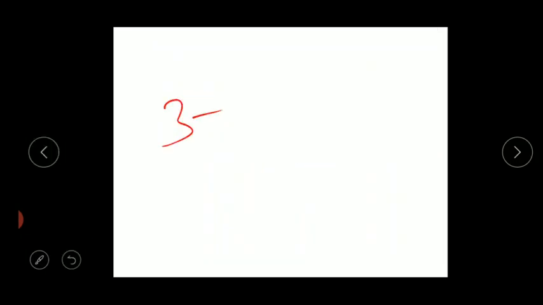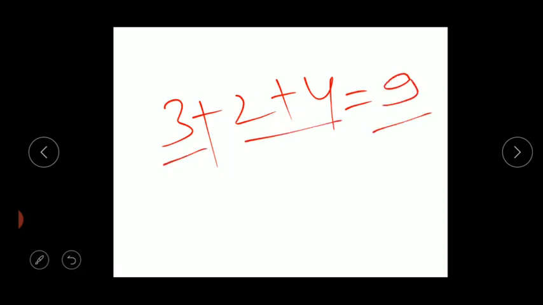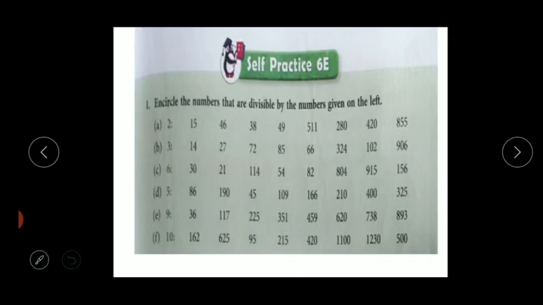Similarly 66 here. 6 plus 6 is 12, so it is divisible by 3. 3 4s are 12. Now 324: 3 plus 2 plus 4 is equal to 4 plus 2 is 6, 6 plus 3 is 9. 9 divided by 3 is 3. So yes, 324 is divisible by 3.